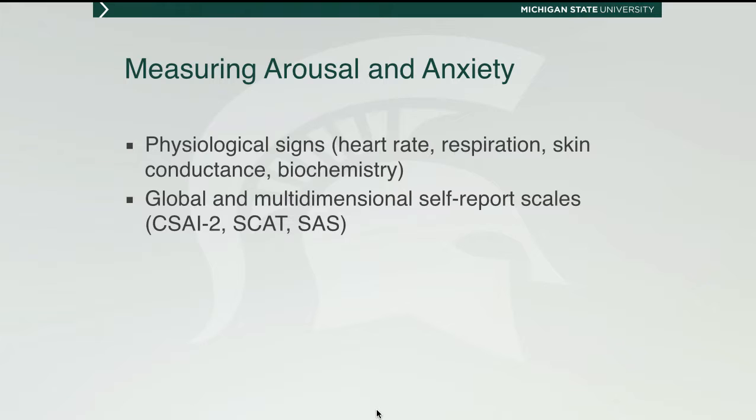Now some examples, and it's got some in the textbook, it actually has some actual example items from a few of these measures. There's the CSAI-2, which is the Competitive State Anxiety Inventory 2. It's just the second version. And then there's one like the SAS, which is a sport anxiety test. The SCAT is another one.